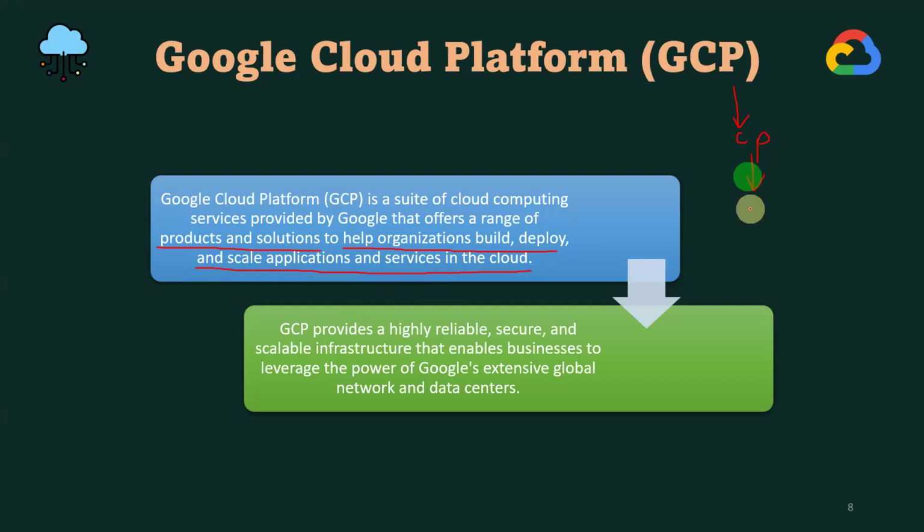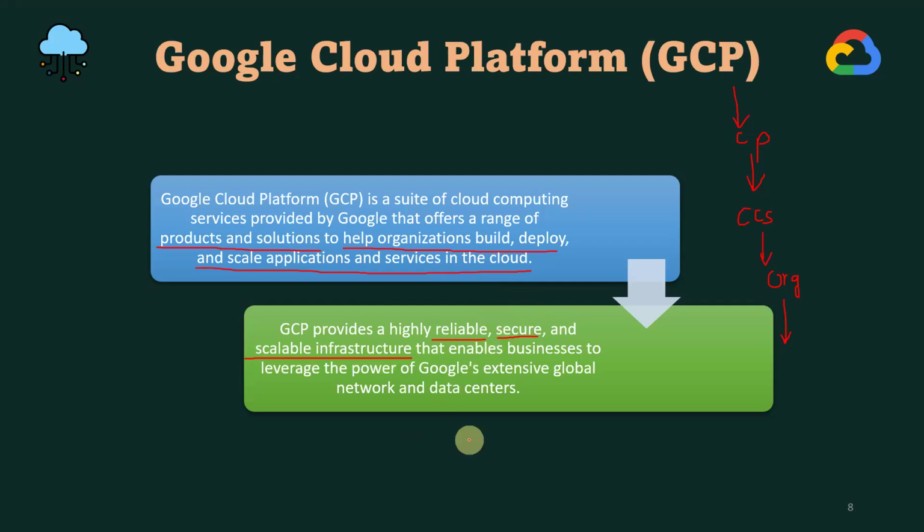It provides cloud computing services for organizations to store data, process data, analyze data, visualize data, or create an application, deploy the application, and scale the applications and services in the cloud. These services that GCP is offering are highly reliable, secure, and offer scalable infrastructure also.